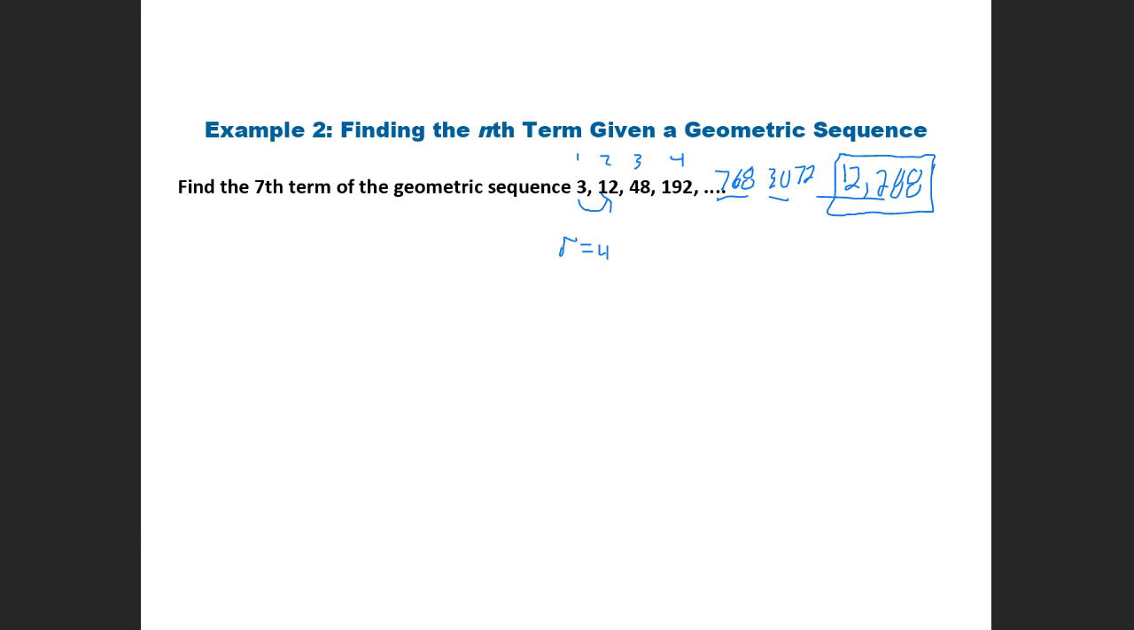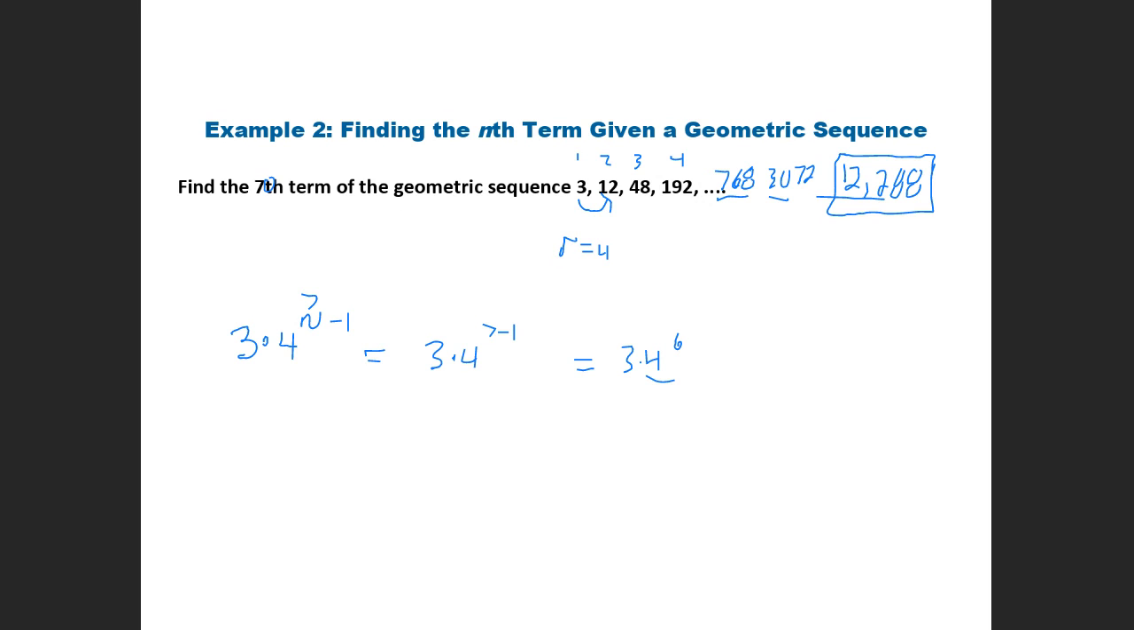Now, if it asked me for the 70th term, I probably wouldn't do that. But let's write an equation. My first term is 3 times my r value to the n minus 1. If I wanted to find the 7th term, I plug 7 in for n. So that would be 3 times 4 to the 7 minus 1, so that would be 3 times 4 to the 6th power.